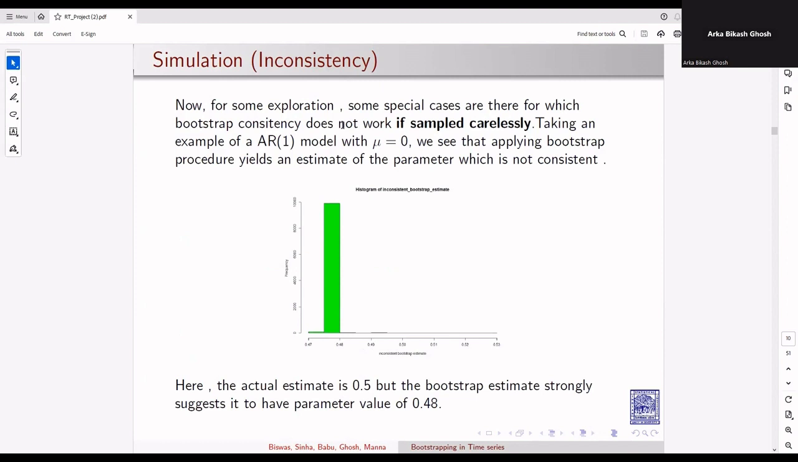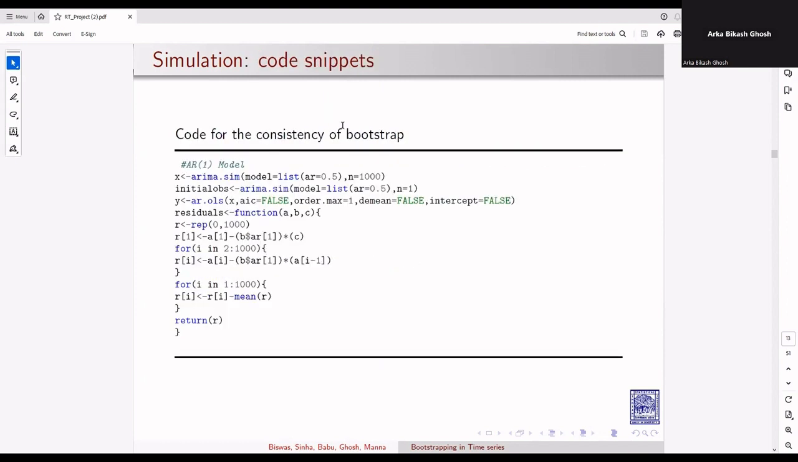First, we generate 1000 observations from the AR1 model with 0.5 as the parameter, and we also generate an initial observation as before. Then we find the OLS estimate of the parameters. OLS stands for ordinary least squares. Then we calculate the residuals in the residual function.